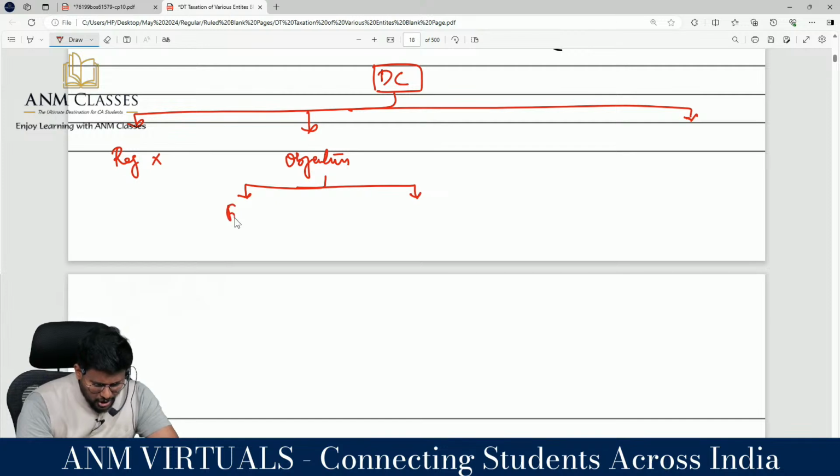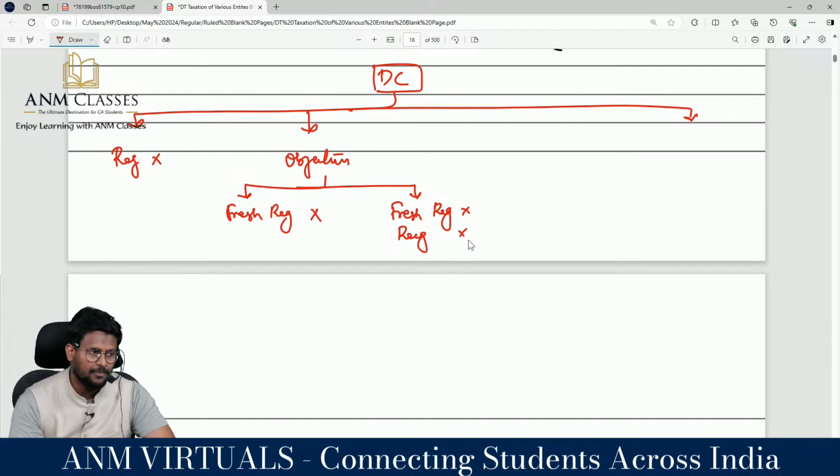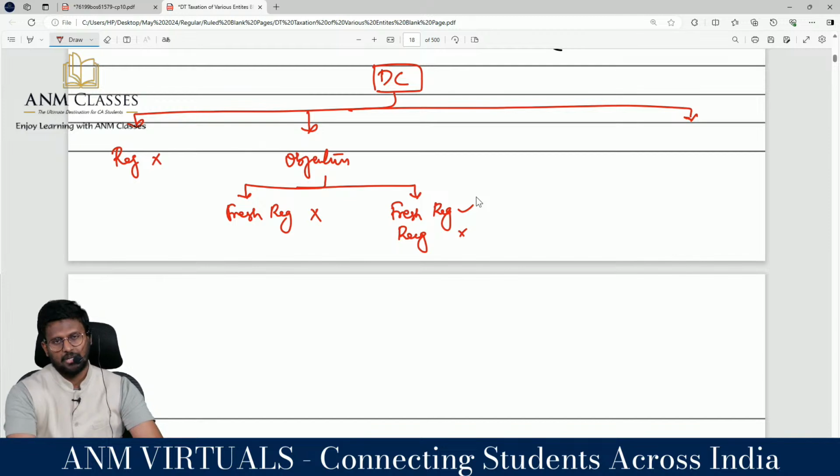You have not applied for fresh registration. Are you all really with me? Or you have applied for a registration, that fresh registration has been rejected. Are you all really with me? You have asked for fresh registration but what did they do? They rejected it.